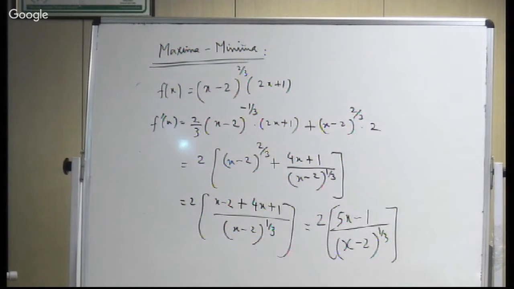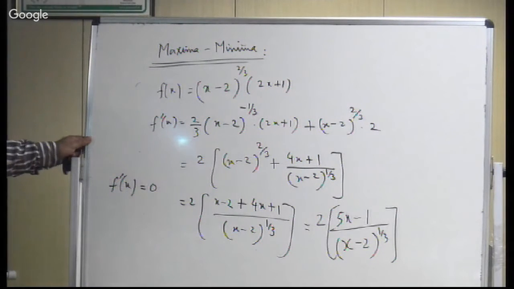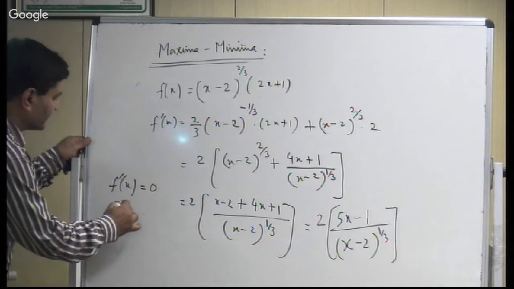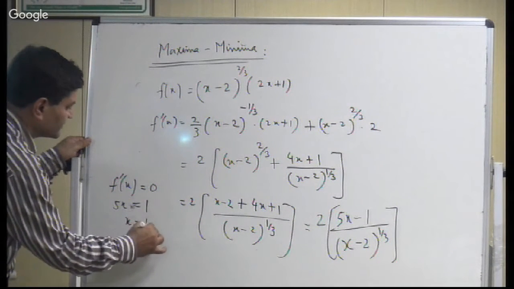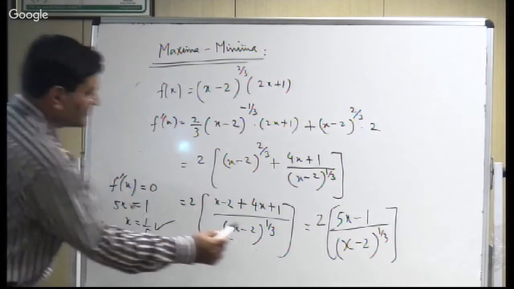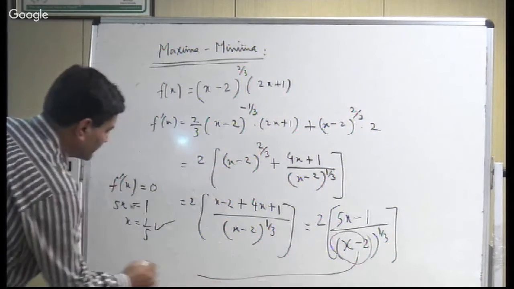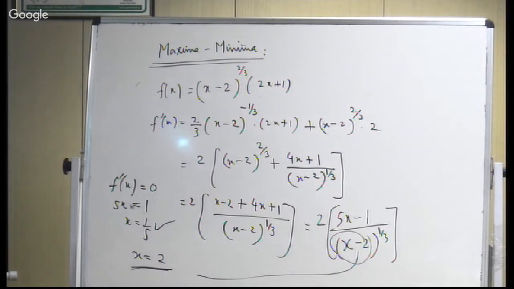So to find the critical points, first we will find out where dy by dx, the derivative, is 0. The derivative is 0 at x equal to 1 by 5. So this is one critical point. And which is the other critical point? Where the derivative does not exist. So that means the denominator of this expression will be equal to 0. So if the denominator is equal to 0, x minus 2 is equal to 0, that means x is equal to 2. So how many critical points do we have in this case? 2.